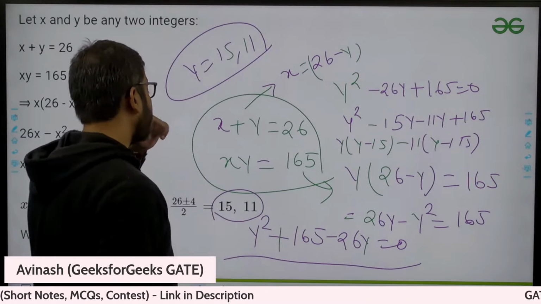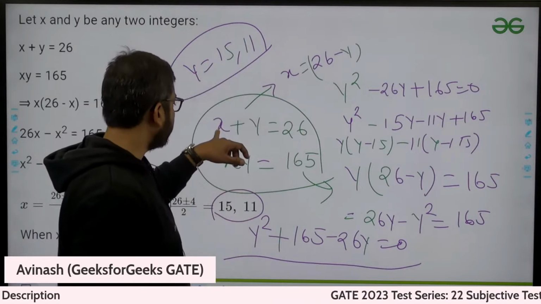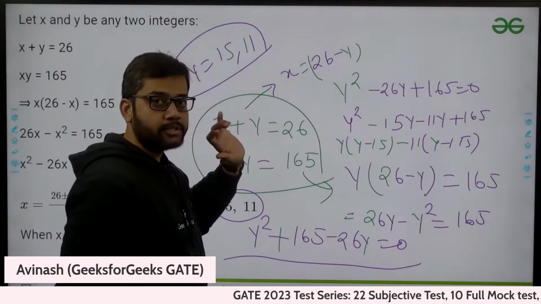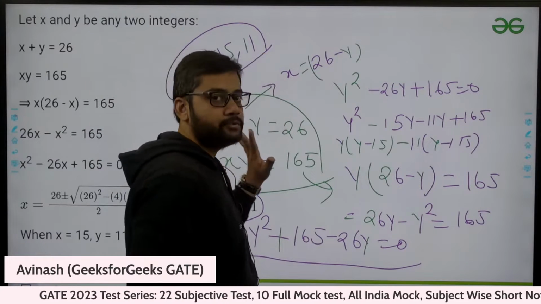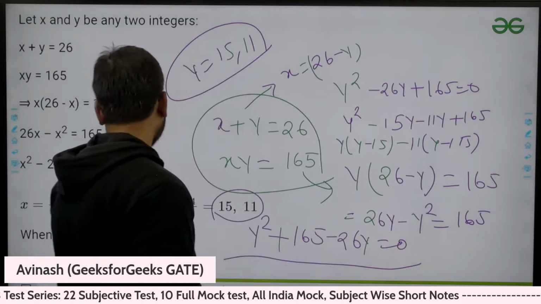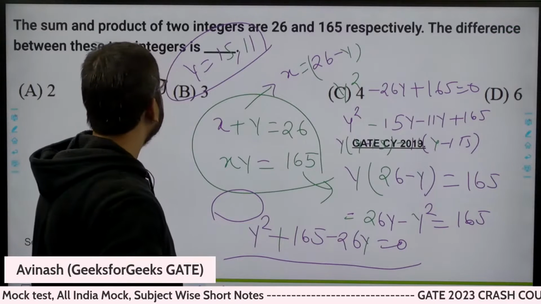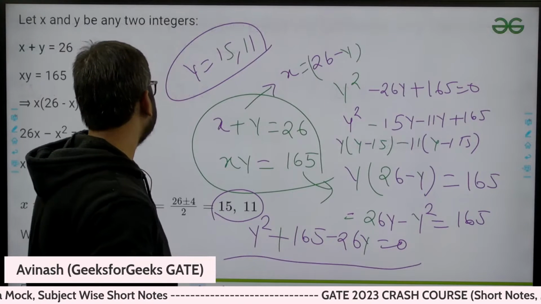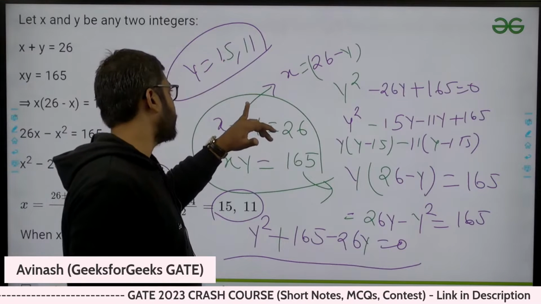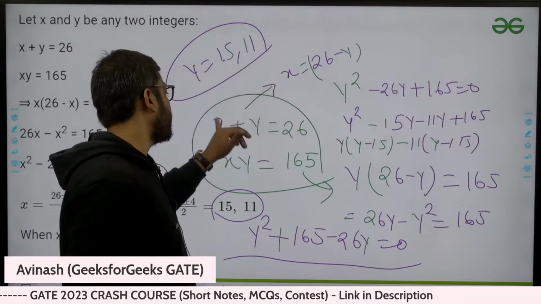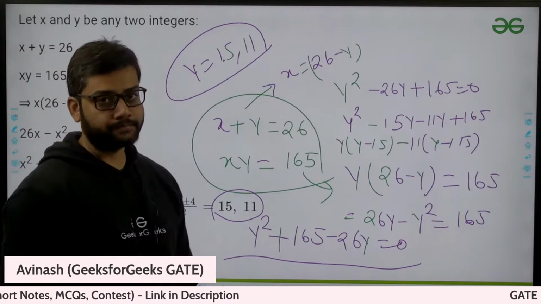Now, if you add 15 plus 11 you get 26. If y is equal to 15, then x is equal to 11, and if y is equal to 11, then x is equal to 15. You can put either value. What they are saying is, find the difference between these numbers. So put the value of y. If y is 15, x is 11; if y is 11, x is 15. The difference is equal to 4.